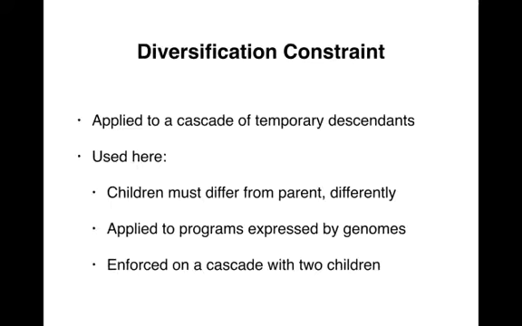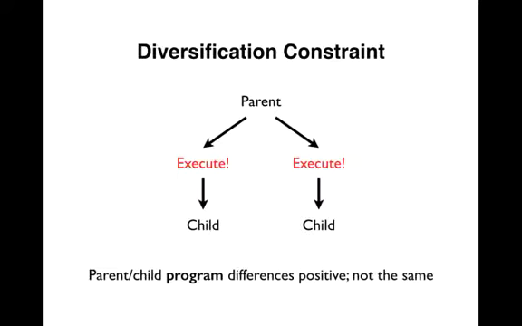And you could have a variety of different diversification constraints. What we use here is that children must differ from the parent, and they must differ differently from each other in the ways that they differ from the parent. And we apply this to the programs expressed by the genomes of the children, and we enforce it in the cascade with only 2 children, so it looks like this. We're trying to decide whether this one labeled parent here, I know that's a little confusing, but that guy, we want to see if that guy is going to be allowed to survive into the next generation. It must have been produced by some parent previously.